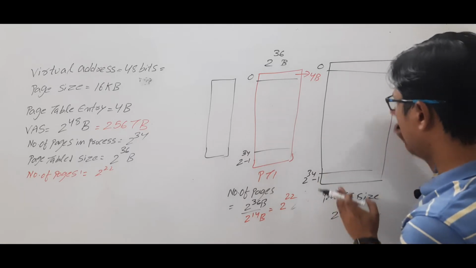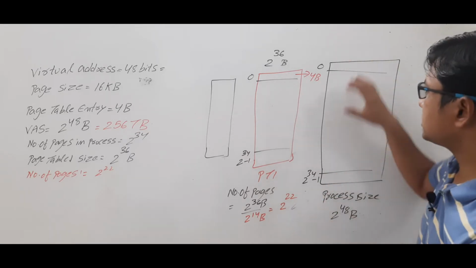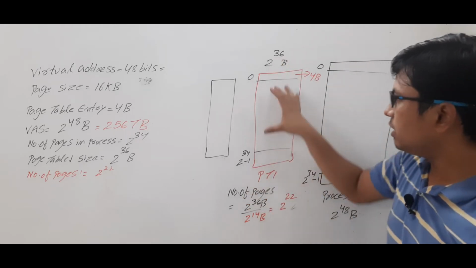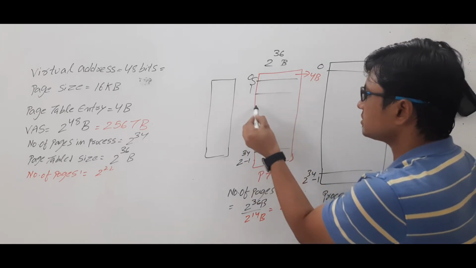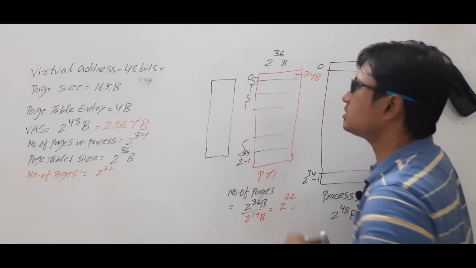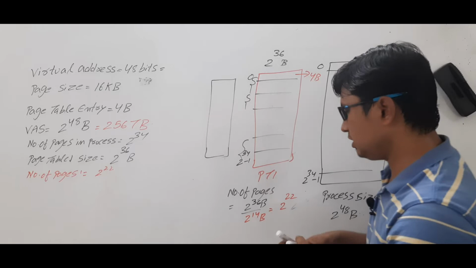Because we have divided the logical address space into pages. That page information we kept in page table 1. Now this page table 1 again we have divided into pages. Am I right or wrong? Is it clear? So those pages we need to store in another table. That is what your page table 2 is.